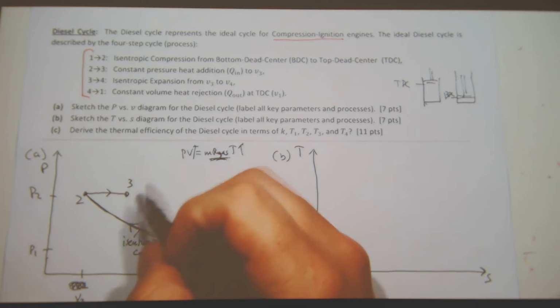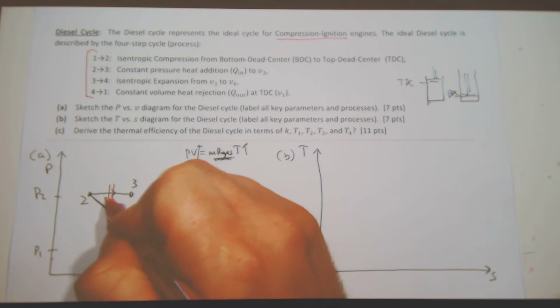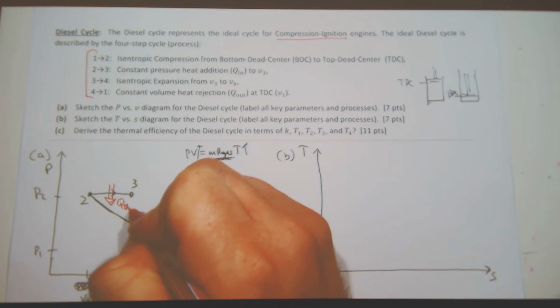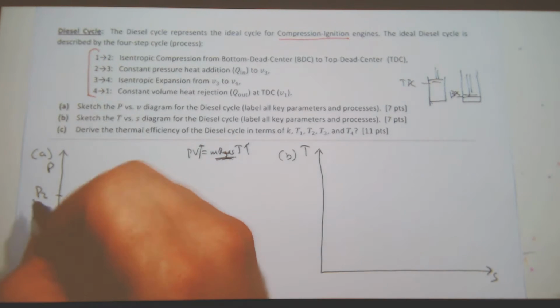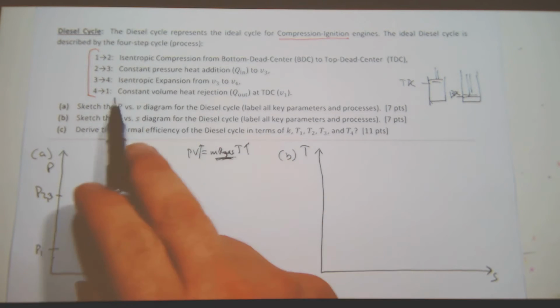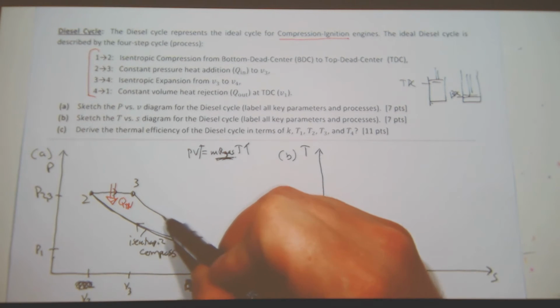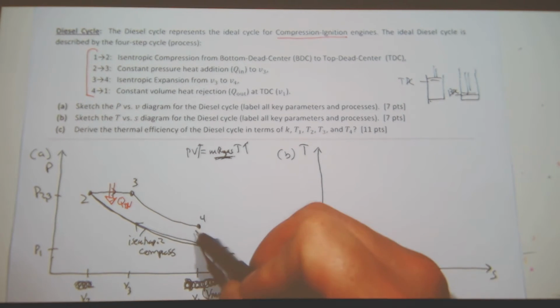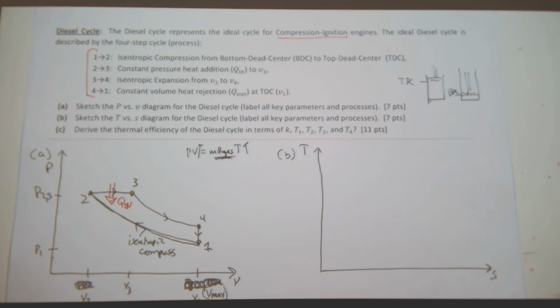So I go from 2 to 3, and this one is constant pressure, and I have heat addition. So I have some Q in. And then the next is isentropic expansion from V3 to V4. So this is P2, P3, and this is V3, V3 to V4, and then constant volume with heat rejection. So my V4 ends up being right here. So constant volume heat rejection, and in this case I have some heat out.